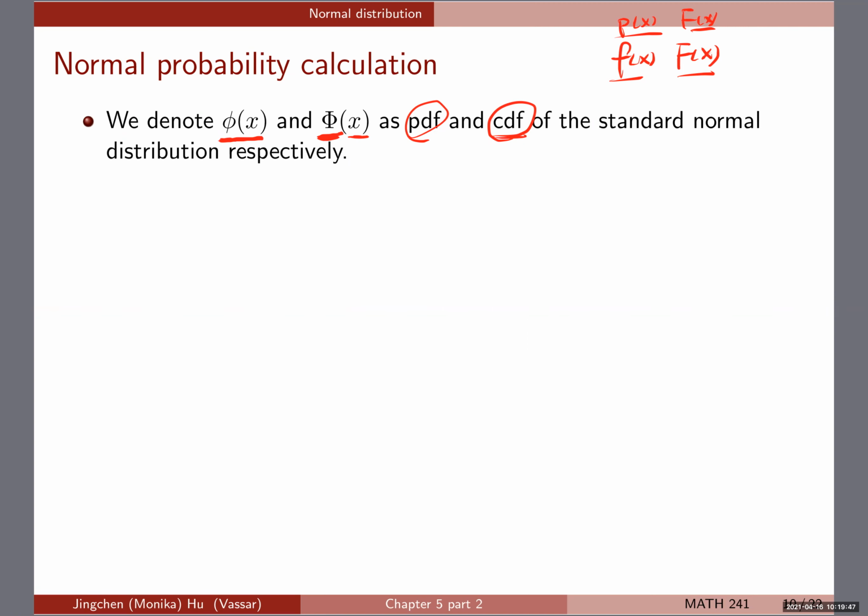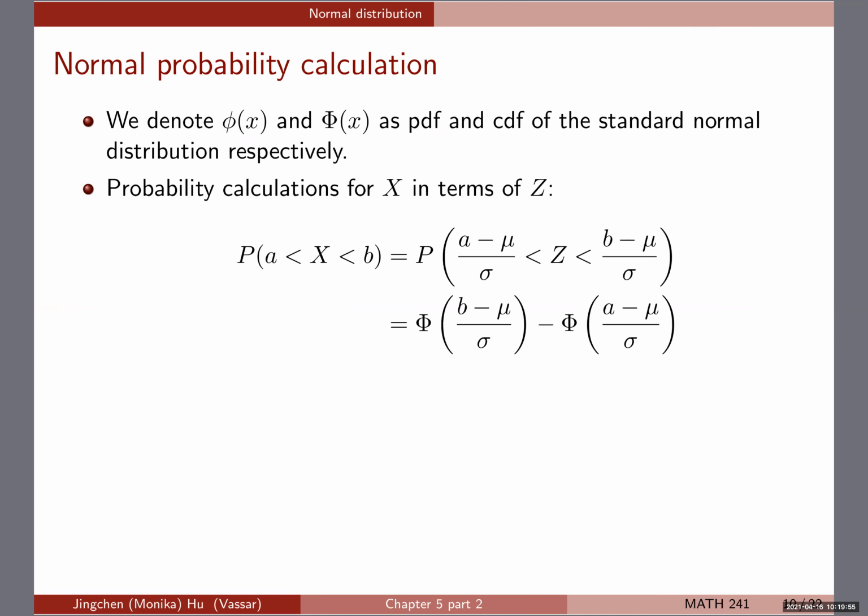Lastly, in order to do any kind of probability calculation for a normal random variable, we usually bring it back in terms of z. Z, if you remember, is the random variable minus its mean, divided by sigma. This process is called standardization. For example, if you have a bunch of x values that can be all kinds of ranges, and I subtract the mean from each observation and then divide by the standard deviation, we are standardizing it.